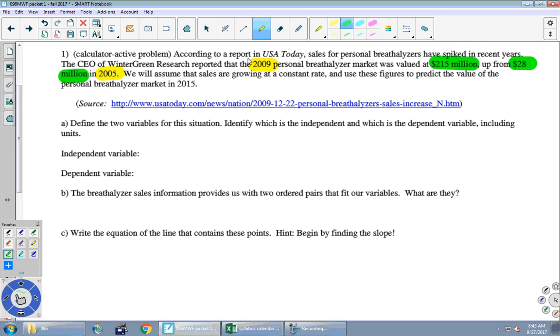One vote for value of the market. Say it again, nice and loud. What depends on the time? That's right. The value of the market is the dependent variable because the value depends on the time, right? Time is independent. Time marches along independent of anything else, and then other stuff changes as a result. In this case, it's the value of the market that's changing.